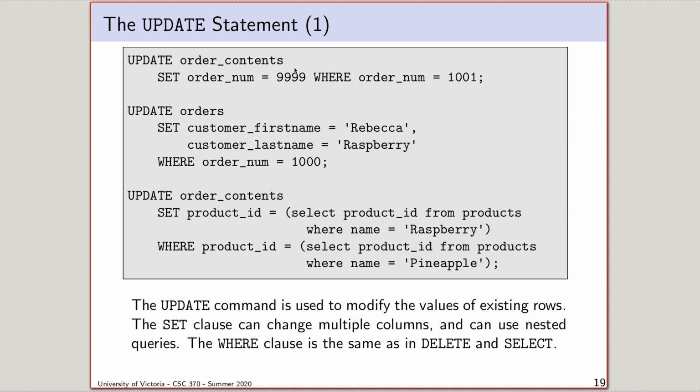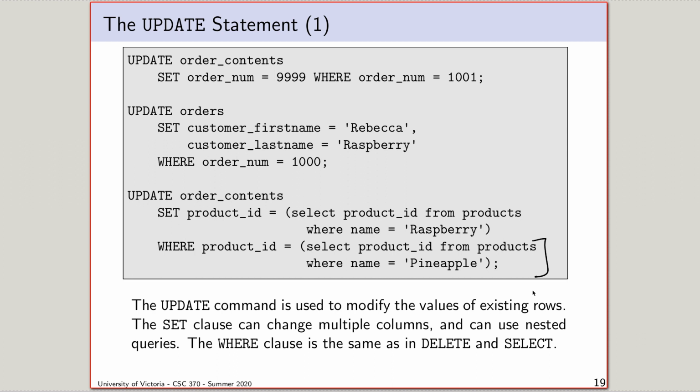We're allowed to put nested select statements in both the set clause and the where clause. So for example, if I discover that people are trying to order pineapples and I want to put an end to that, what I could do is go find every row in order contents where the product ID is, oh wait, what's the ID of pineapple again? Actually, I don't care. I'll just look it up myself.